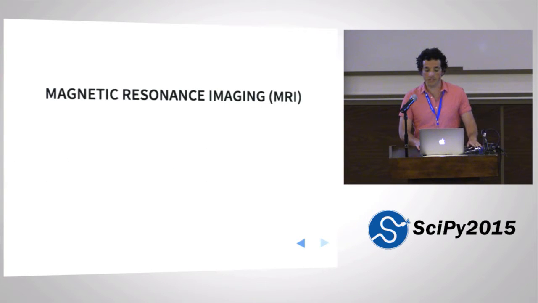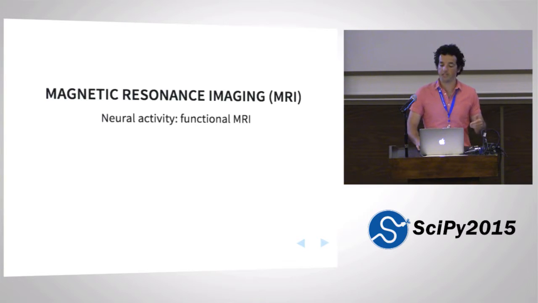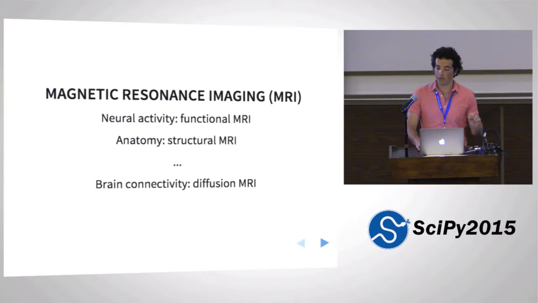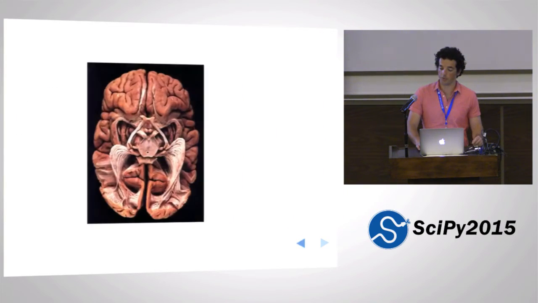The method that we use, as I said, is magnetic resonance imaging. There are many ways to measure MRI. Some of them focus more on neural activity, functional MRI. Some of them focus more on anatomy. Those are often referred to as structural MRI. And there are many other methods to measure MRI. Brain connectivity in particular is measured using what we call diffusion MRI.